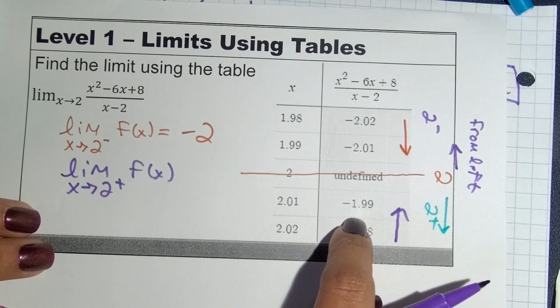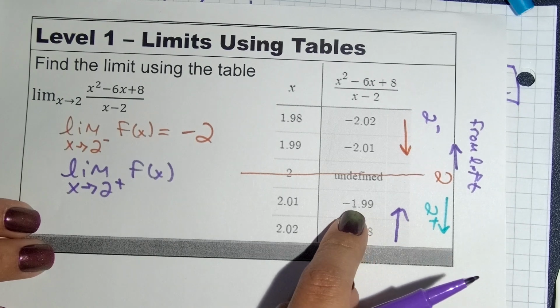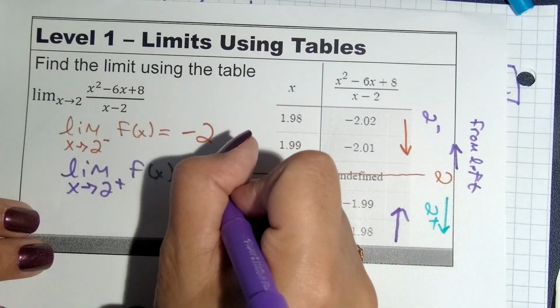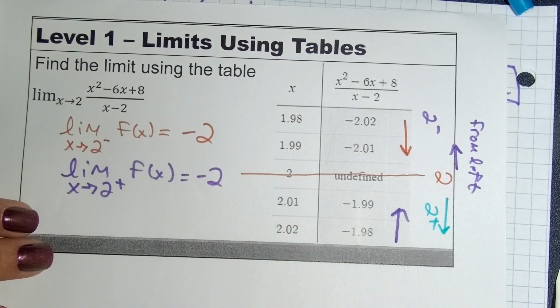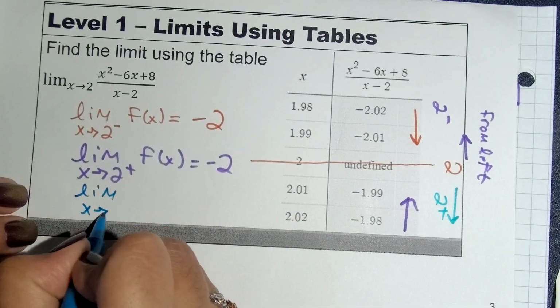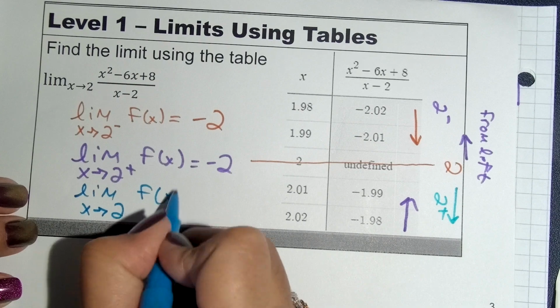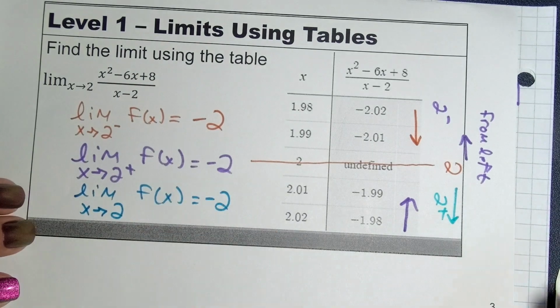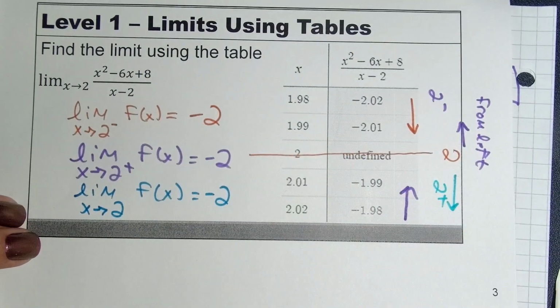What kind of 2? Negative 2. Do these two things match? So that means the limit as x approaches 2 of f of x is negative 2. Questions? Are we sure? We're sure.